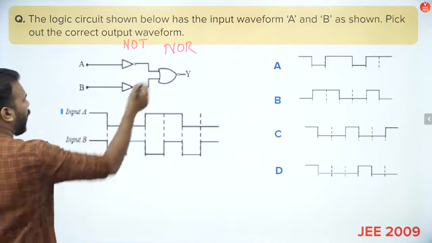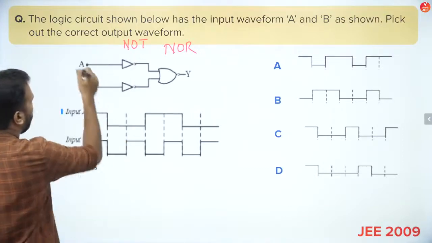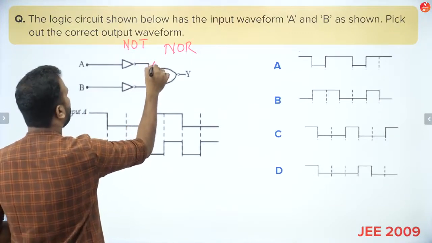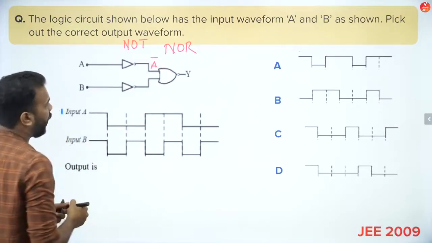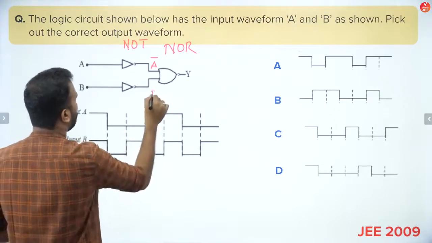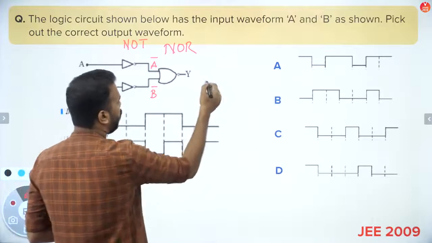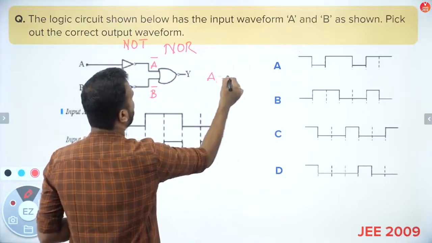So guys, let's first simplify the entire circuit here. If A is the input and passes through a NOT gate, then what you get is basically an inverted output, that is A bar. Similar happens for B, and this becomes B bar. Now, when A bar and B bar pass through an OR gate, the operator is plus.